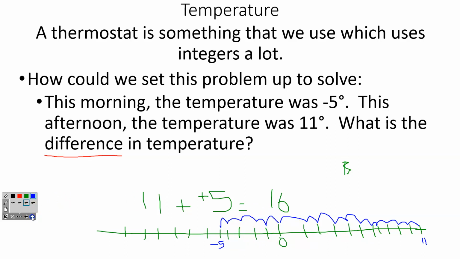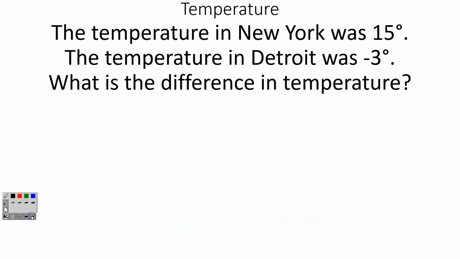Let's try another one. Temperature in New York was 15 degrees. The temperature in Detroit was negative 3 degrees. What's the difference? There's that word again. Difference, hopefully you've understood, means subtract. What's the difference in temperature?